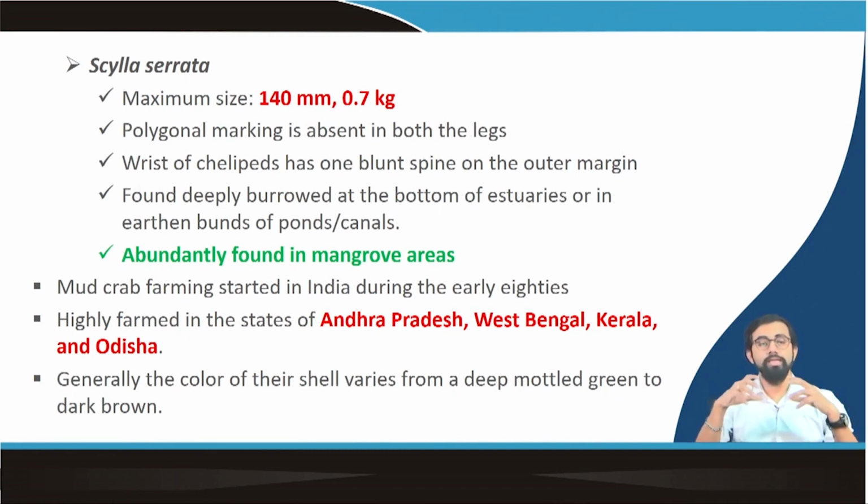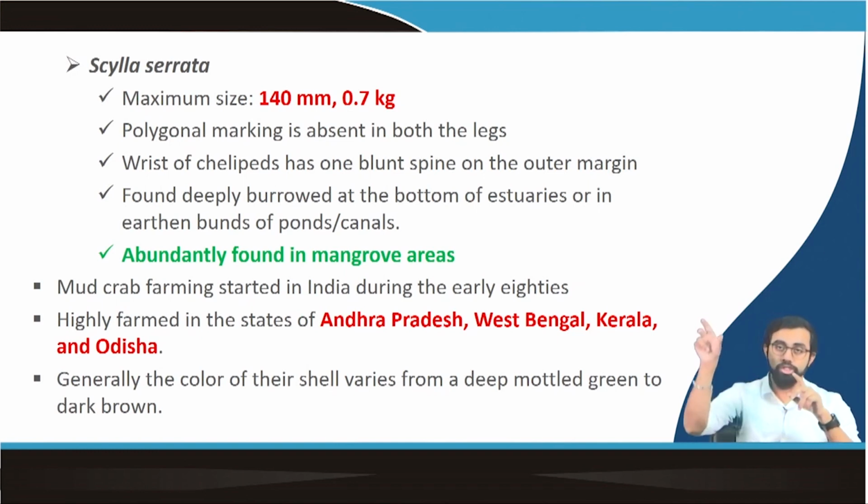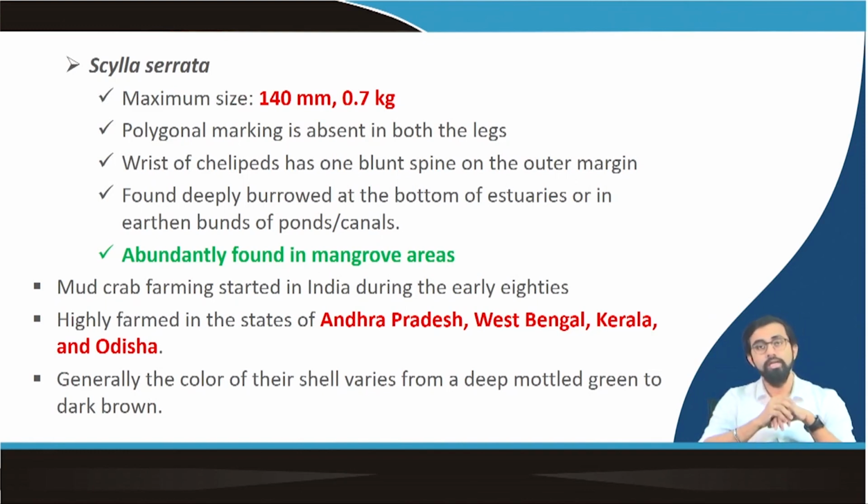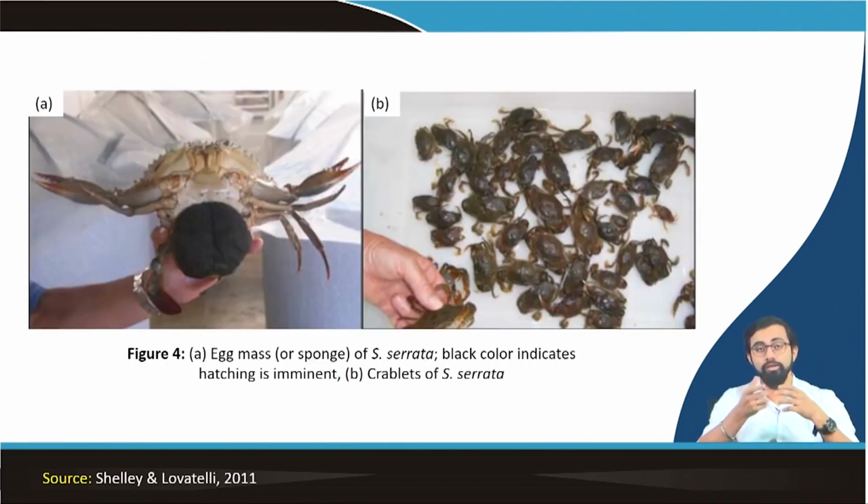In general, mud crab farming started in India during the early 80s. It is normally cultured in Andhra Pradesh, West Bengal, Kerala, and Odisha. The major portion of it is cultured in the eastern belt, the eastern coastal area, and even in Kerala as well. Generally, the color of their shell varies from deep mottled green to dark brown, and depending upon that we can also say how delicious the species can be.